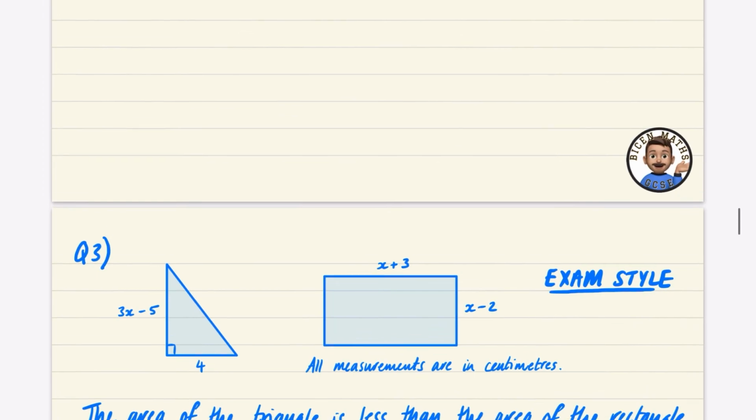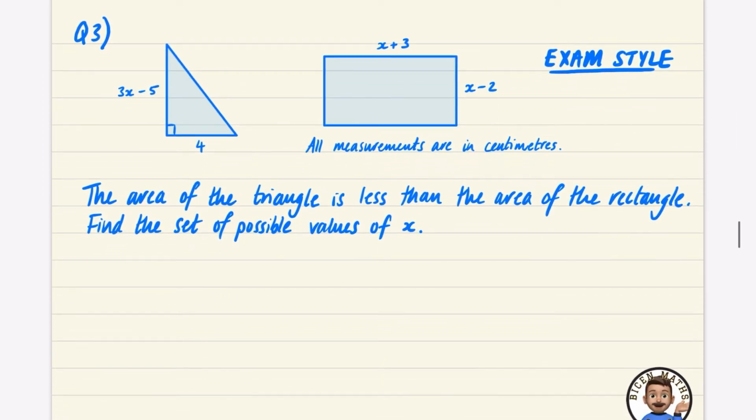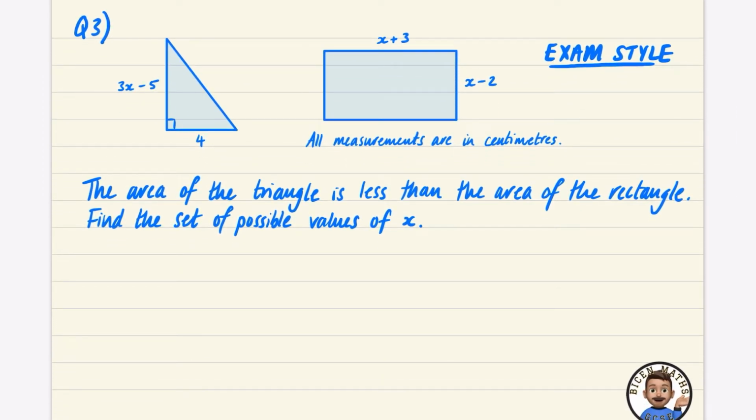Okay, there's one more question that we're going to have a look at, which is right here. Okay, so in this last question, this is probably another sort of 5-6 marker question, probably a 5 marker. It's got these 2 shapes that we've got here, and it says all measurements are in centimetres. The area of the triangle is less than the area of the rectangle. Find the set of possible values of x.